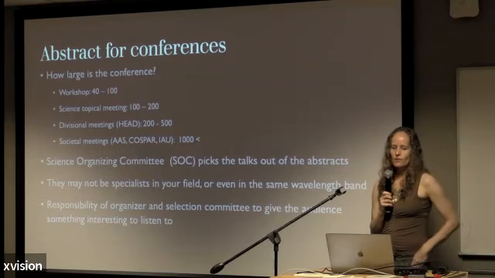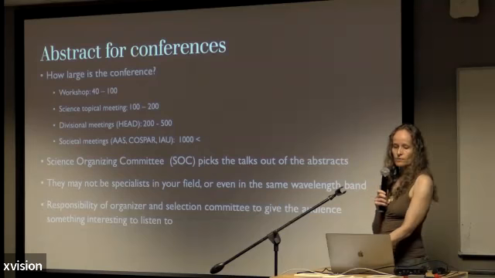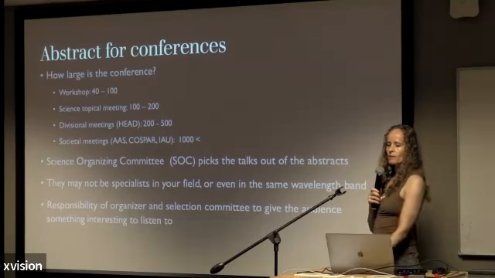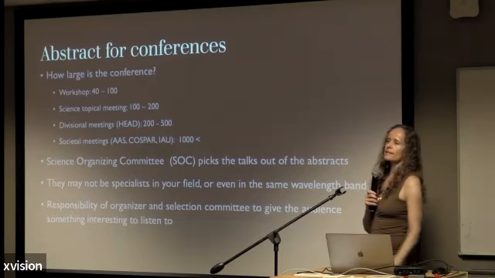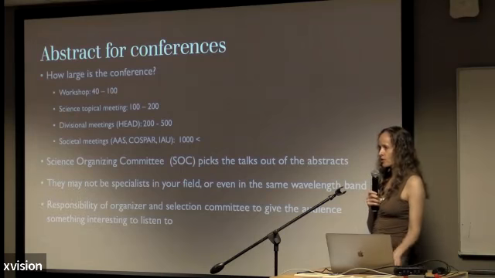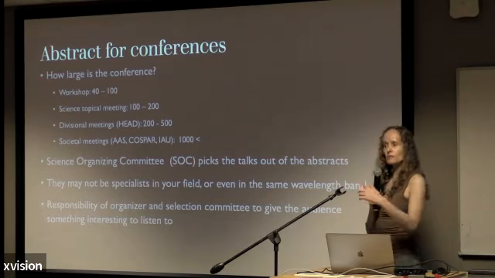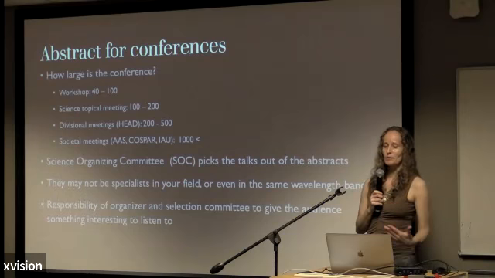So there's a science organizing committee that's going to pick your abstracts. They may or may not be specialists in your field, but I already talked about that. You also have to think about the fact that the people who select abstracts try to select interesting and varying talks. They want to have different types. So if your abstract doesn't get picked, don't be discouraged. You might not have captured their imagination, but it might also be that they wanted something else.